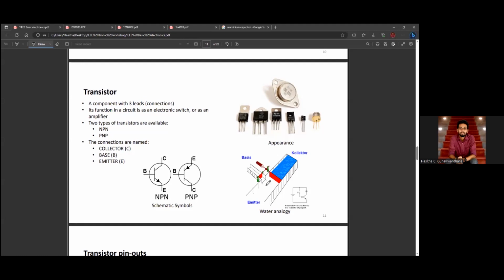So this is a very simple analogy with water. Consider this is a transistor. This water flow is the current.